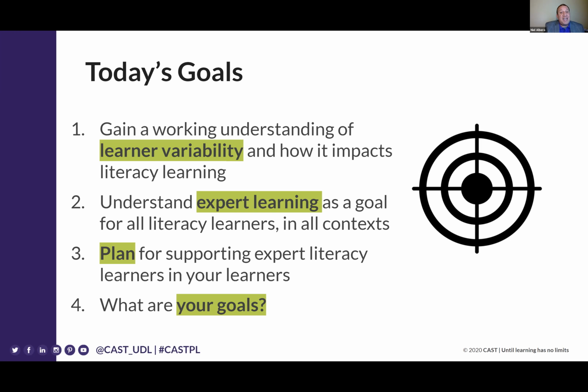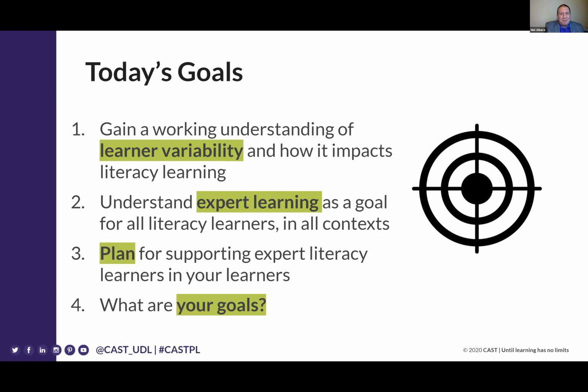We want to understand expert learning as a goal for all literacy learners in all contexts. As Susan said, this is not just about one ELA classroom, one writing assignment. It's about how we use literacy across the spectrum. And then we want to plan for supporting that expert literacy learning in your learners, in whatever context that comes in. You want to leave with some concrete action steps that you want to get started with.